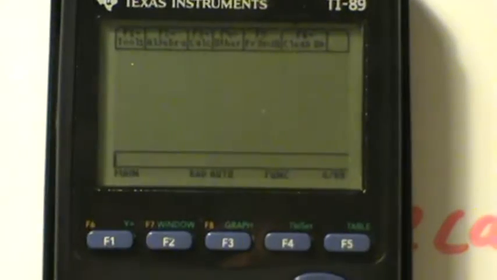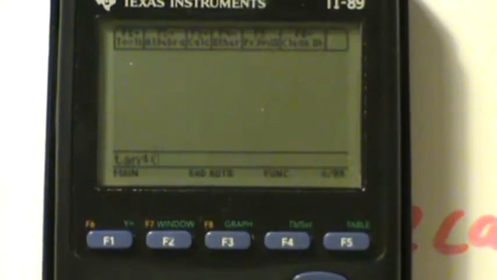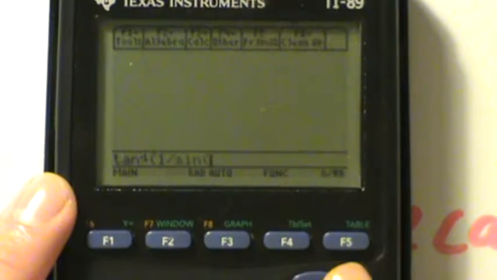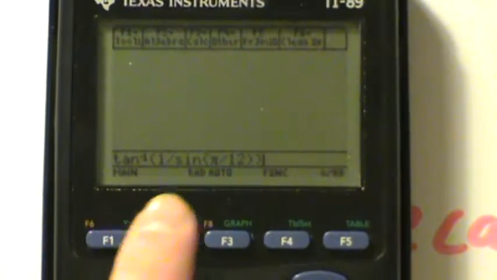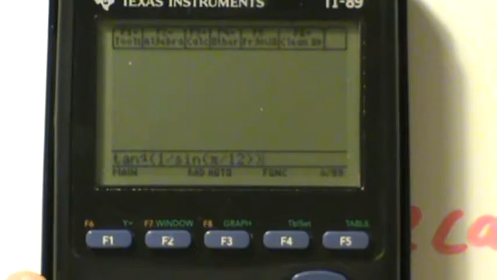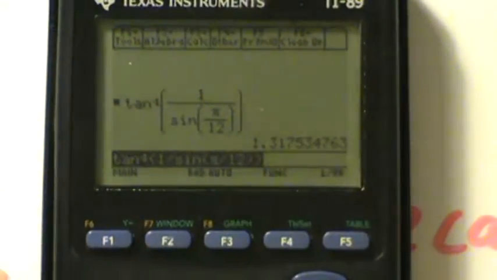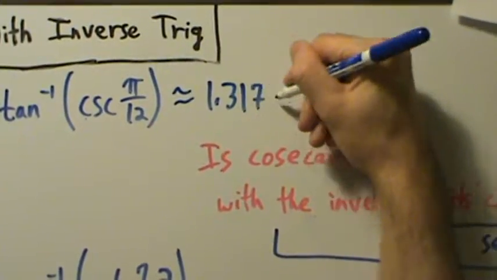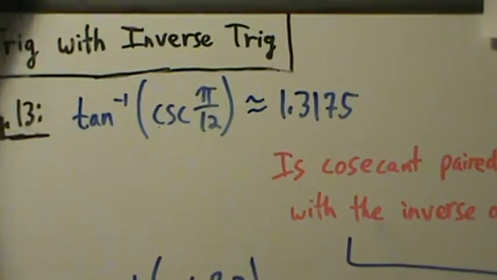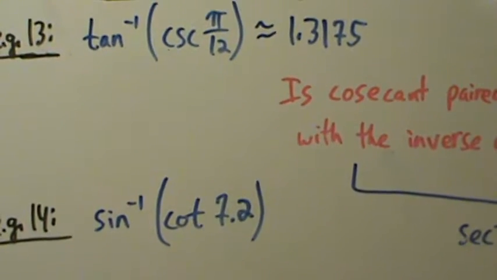Let's just do it all at once rather than pieces at a time. So inverse tangent of cosecant. Remember, cosecant is 1 over the sine, right? So we're going to say inverse tangent of 1 over the sine of pi over 12. And that's going to give us approximately 1.3175 if we want to round to 4 decimals. So if we zoom back out a little bit, this is approximately 1.3175. And again, make sure that we were in radian mode when we did this in the calculator. So that's example 13. Now example 14, let's go ahead and do this.